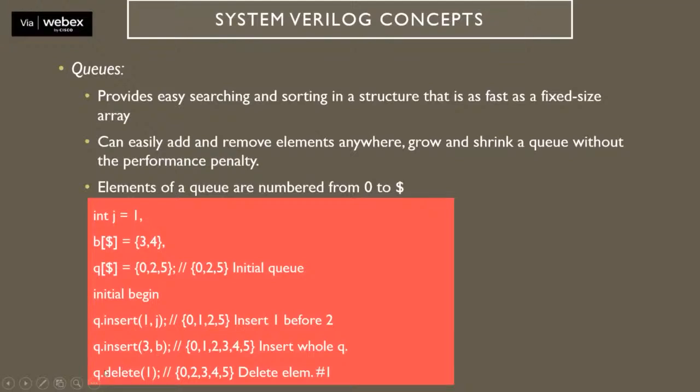Now next one comes Q delete. I want to delete 1. So delete the element at index 1. So 0, 1. That is the operation of delete. So this is of the queues.